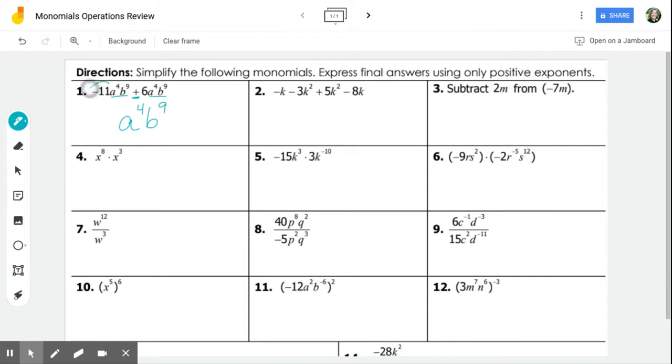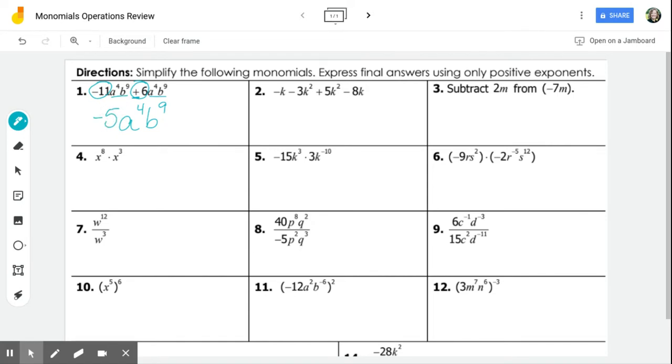And now we're going to deal with the coefficients. Remember, those are the numbers in front of the variables with the exponents. And make sure you circle the sign with the number. So we have negative 11 plus 6. Did you get that one? Negative 5, right? Negative 5.